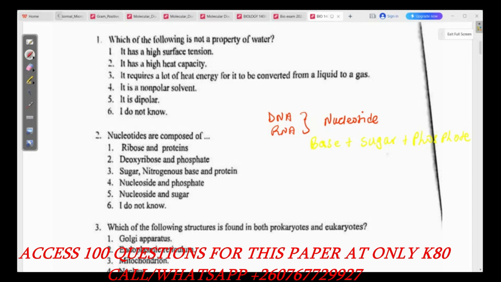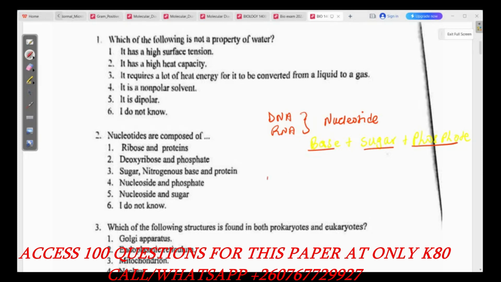So nucleotides are ribose and proteins, no. Deoxyribose and phosphate, no. So sugar, nitrogenous base, and the protein, no. So you have to be very careful here. Make sure that in a nucleotide, you have got these 3: nitrogenous base, a pentose sugar, and a phosphate group. Nothing else in replacement of any of these 3. Then 4 is saying nucleoside and the phosphate. Then 5 is saying nucleoside and the sugar. So if you check the options here, we don't have an option which has got these 3: a nitrogenous base, sugar, and a phosphate group.